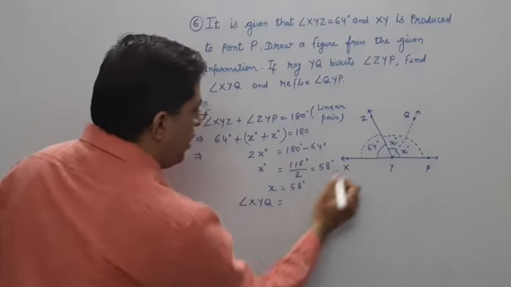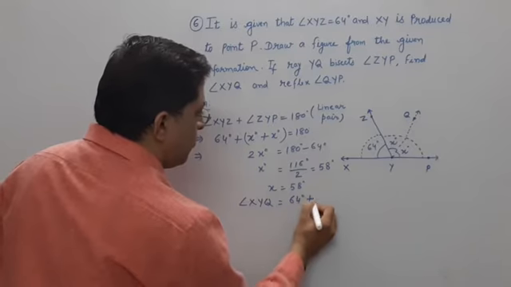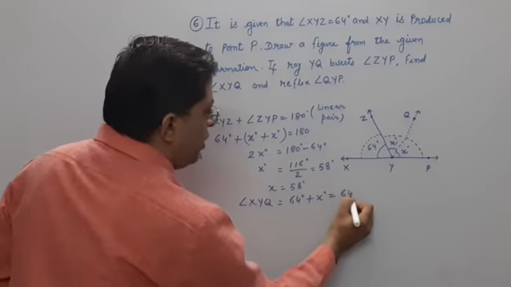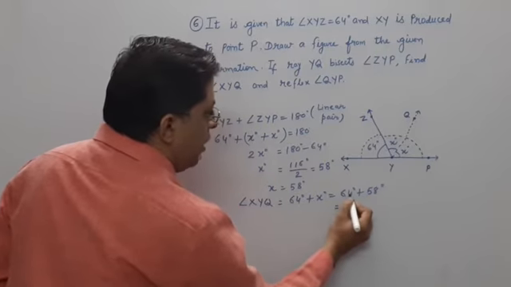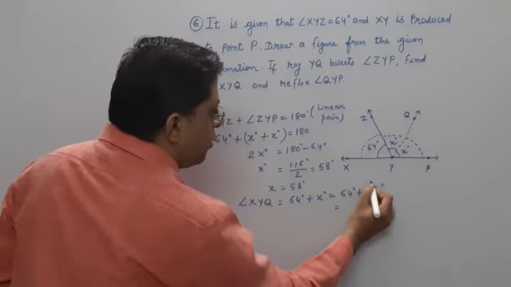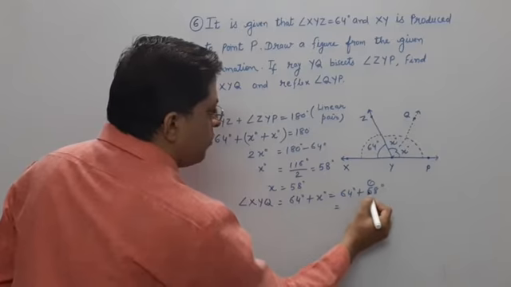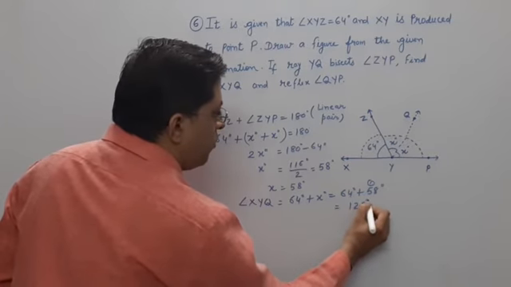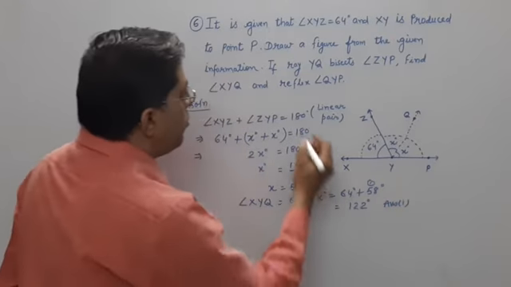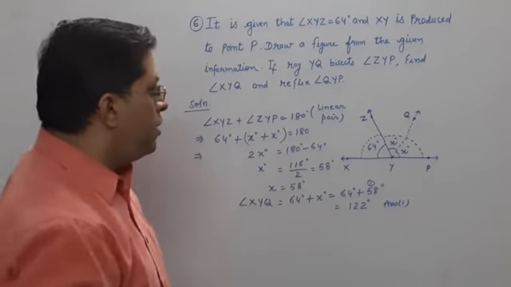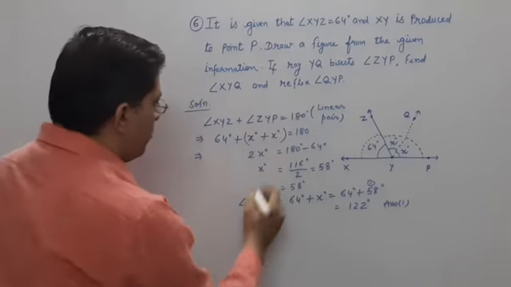This is 64 degree plus x. Okay, 64 degree, and x is your 58 degree. Now see, 8 plus 4 is 12. 2, carry 1. 6 plus 5, 11 and 1, 12. This is 122 degree. This is your first answer. Now come on. QYP. You have to find reflex of angle QYP.